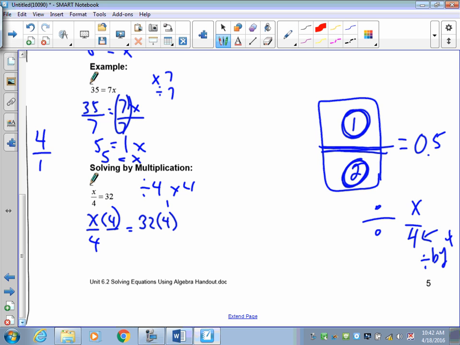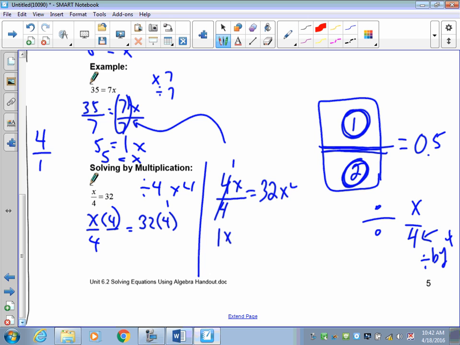If I were to put the 4 in front of the x, you see, this is the same thing we have right here. These simply cancel, giving me 1x. Now the other side, I still have 32 times 4, and 32 times 4 would be 128. So x is equal to 128. Now if you're not sure whether you're correct, just take this 128 and on your calculator do this calculation, 128 divided by 4. Do you get 32? If you do, you did it correctly.